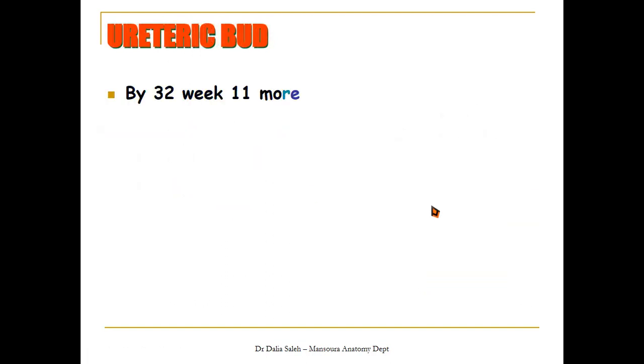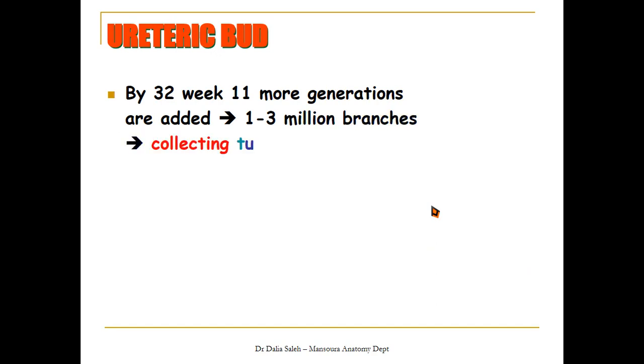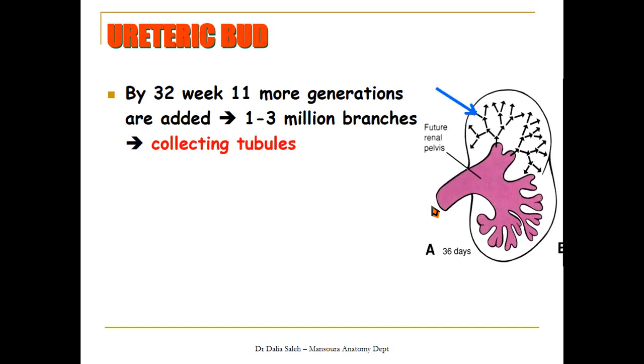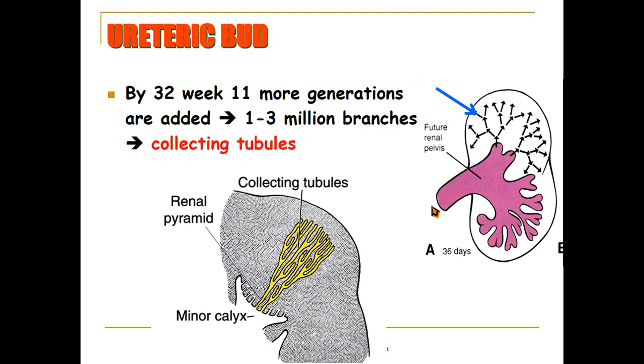Then by the end of the 32nd week of development, another 11 more generations or bifurcations are added, and we end up with about 1 to 3 million branches of the ureteric bud. These will form the collecting tubules, as shown in this diagram.